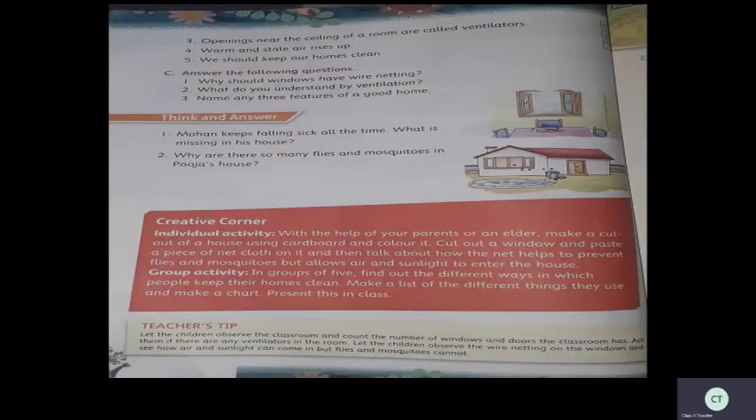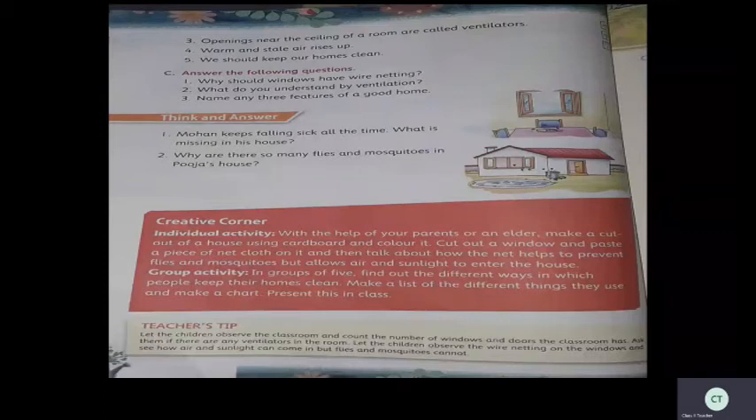Then next, openings near the ceiling of a room are called ventilators. True, isn't it? That is true. The next, warm and stale air rises up. Yes, that is also true. The next, we should keep our homes clean. Yes, that is also true.